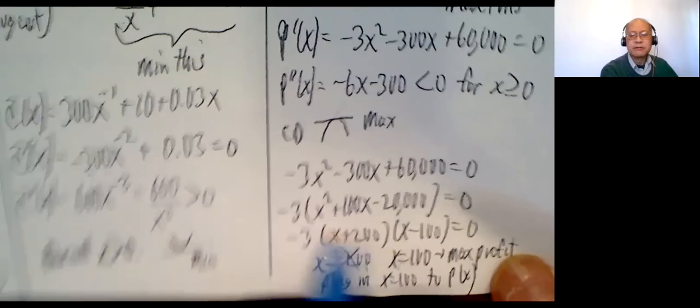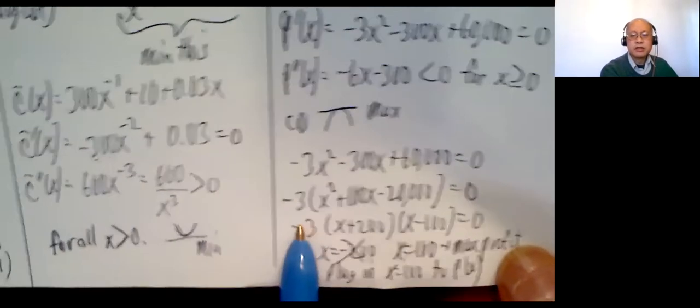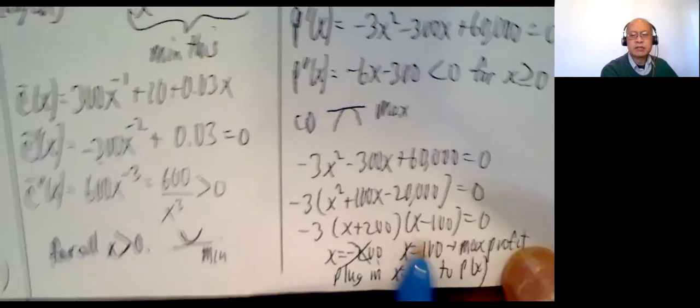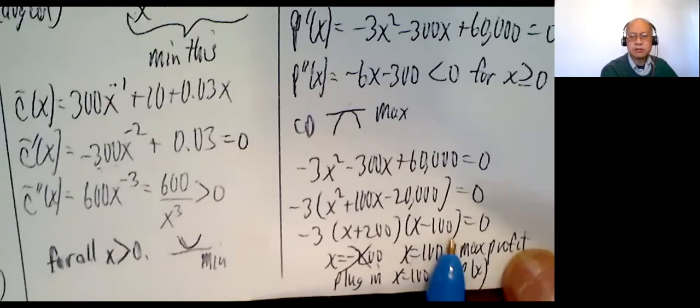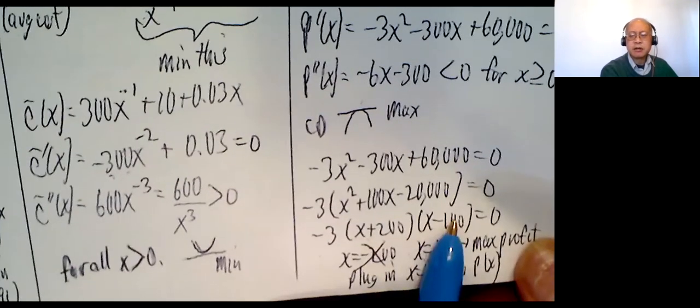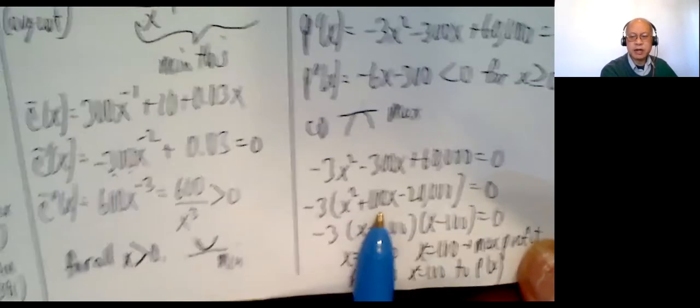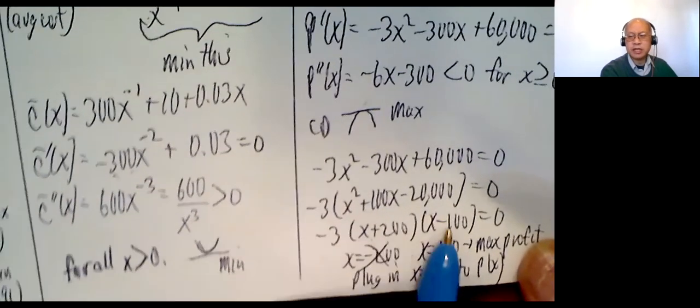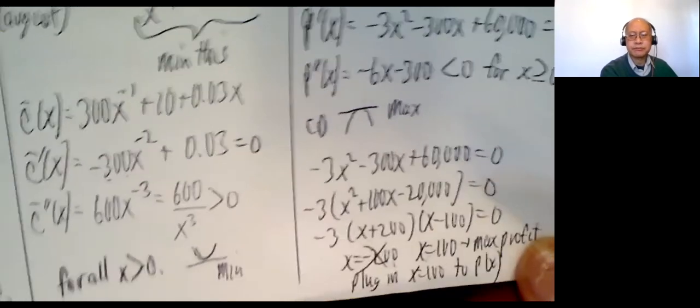All right, factor. This factors into (x plus 200)(x minus 100) equals 0. Okay, you double check with FOIL. If I FOIL this out, x squared minus 100x plus 200x, that's positive 100x, and 200 times negative 100 is negative 20,000. So it works.